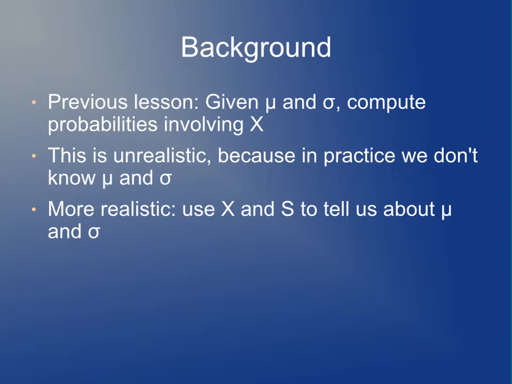So in the previous lecture, we were given the true population mean and standard deviation. We computed probabilities involving the sample mean x bar. And that's useful for illustration purposes, but it's completely unrealistic in practice because you won't know the true values of mu and sigma, the true population parameters. What's more useful in practice is you use the sample mean x bar and the sample standard deviation s to tell us something about mu and sigma.